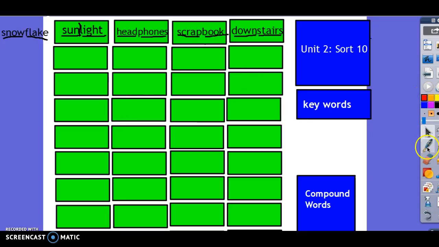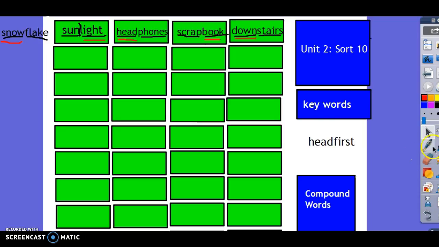We're going to do our first sort according to the words that are underlined in red. So, snow. Oops, that's not red. Our first sort will be words with snow in them, words with light, words with head, words with book, and words with down.